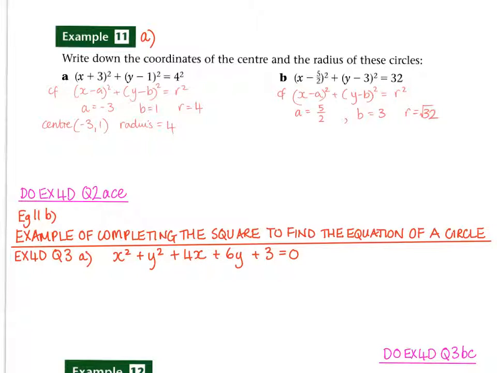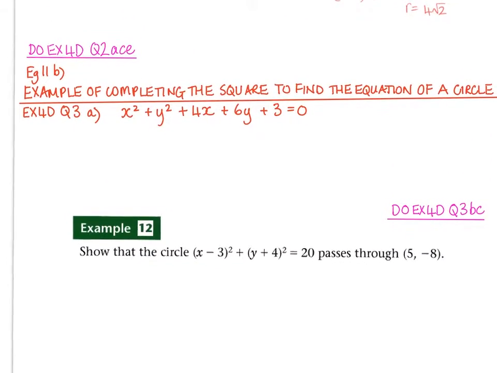We should simplify this as much as possible. So we'll say the centre is 5 over 2 and 3. We could say that that's 2.5, and then r is equal to, we'll make that into root 16 root 2. So r is equal to 4 root 2. So simplify as much as possible. So what you should be able to do now is exercise 4D, question 2, a, c and e. You can pause that, do it, I'll give you the answers later on, but we can get on to the next example.